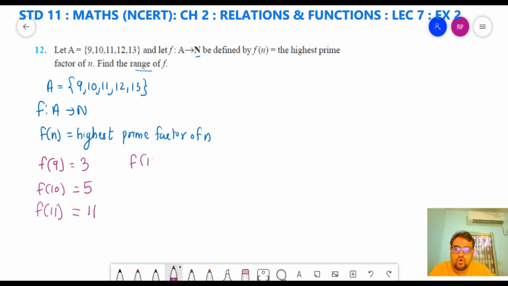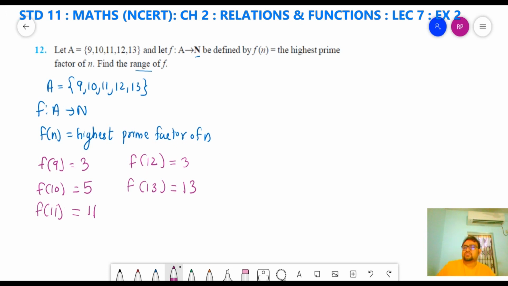Next, f of 12. So 12 has 1, 2, 3, 4, 6, 12. These are all the factors of 12. How many of them are prime? 2 and 3. Right? And which is the highest? 3. Right? So the answer will be 3. And the last, f of 13. Clear? Now 13 has only two factors, 1 and 13, and the prime one is 13.